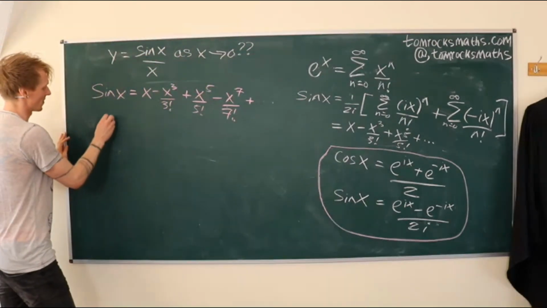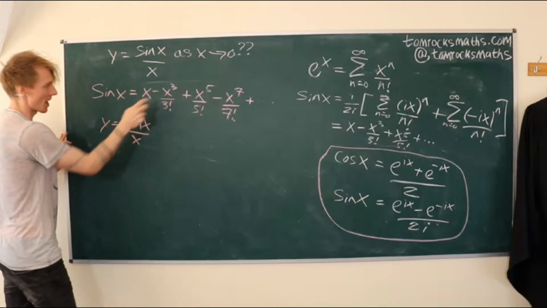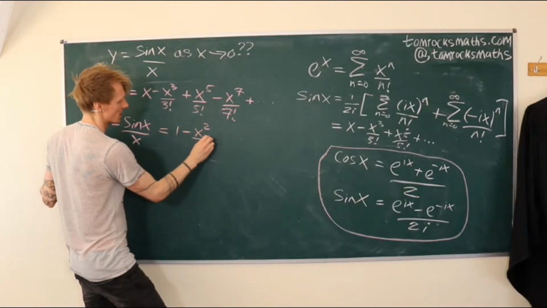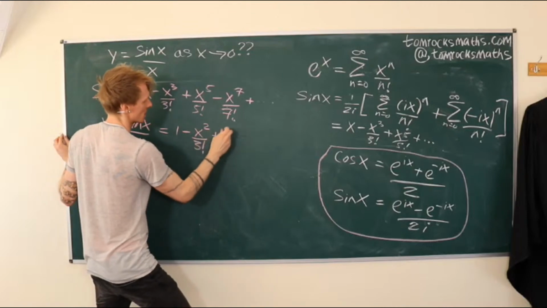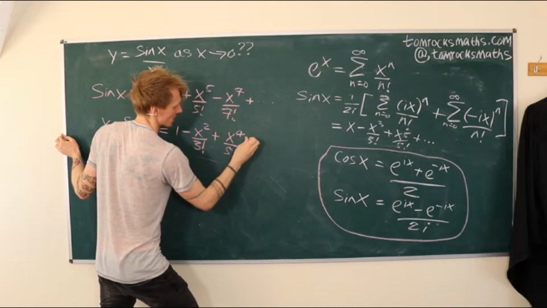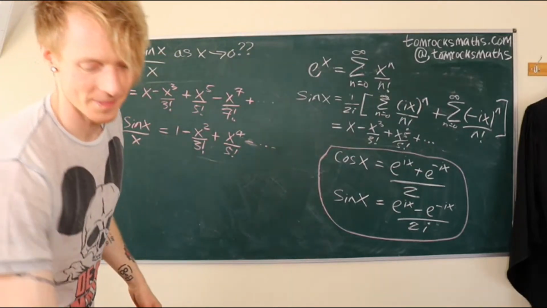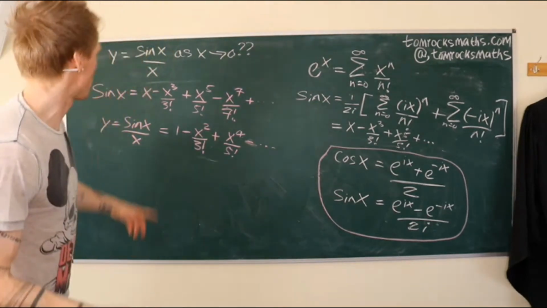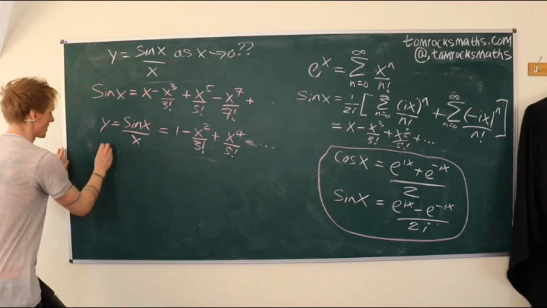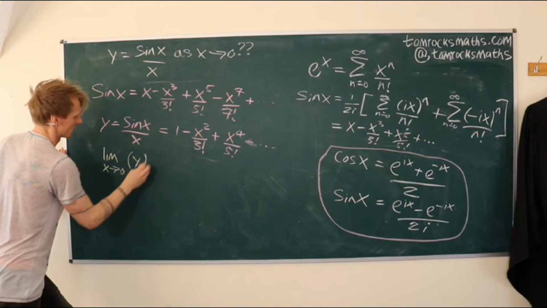Because now, if I calculate sine x over x using the power series here, it's just 1 minus x squared over 3 factorial plus x to the 4 over 5 factorial plus, well, minus. But then you just carry on with the pattern. So now, finally, we can take our limit because we have no x terms left on the denominator. So we can just now take the limit as x goes to 0 of y.